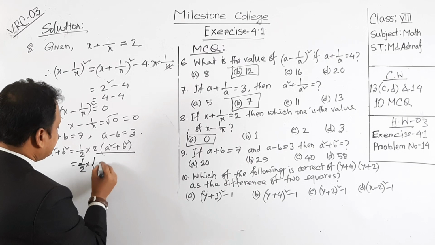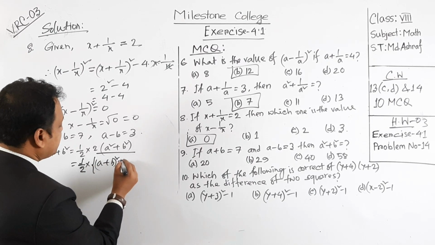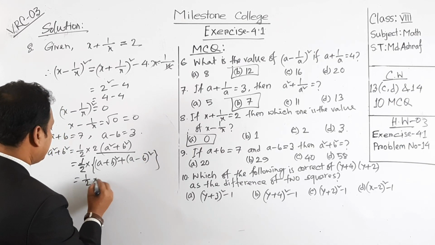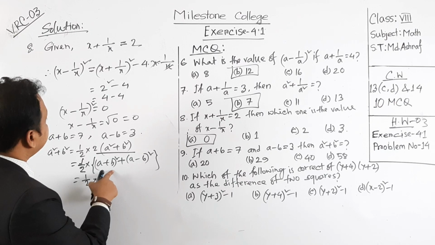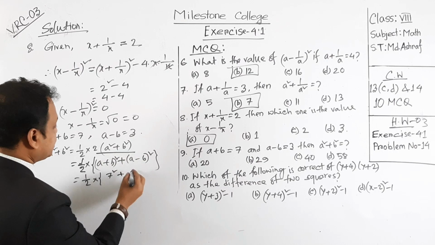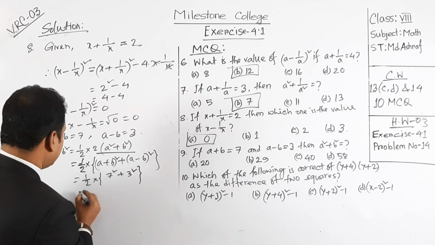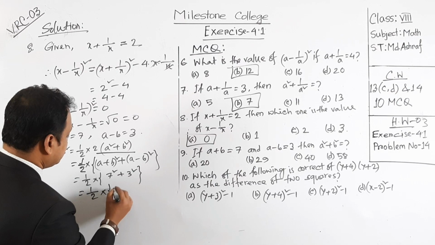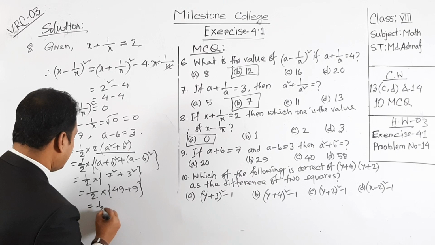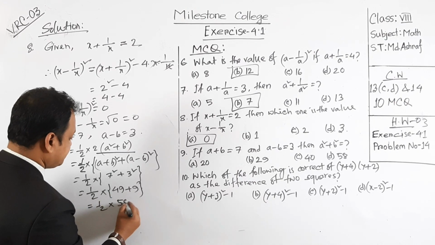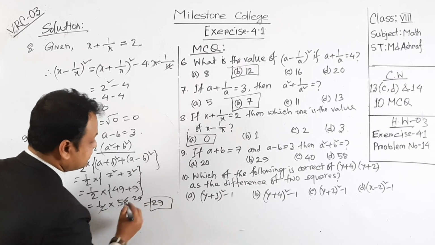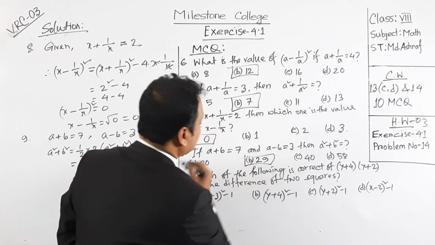So what is the corollary? A plus b whole square plus a minus b whole square. Now calculate it, half, multiply. What is the value of a plus b? A plus b is 7. So 7 whole square plus a minus b equals 3 square. Calculate it, half multiply 49 plus 9. Okay, 49 plus 9, then how do you get? Half multiply 58, then divide this by 2, it will be 29. So we will get here 29 is the correct answer. So in 9 number answer will be 29.